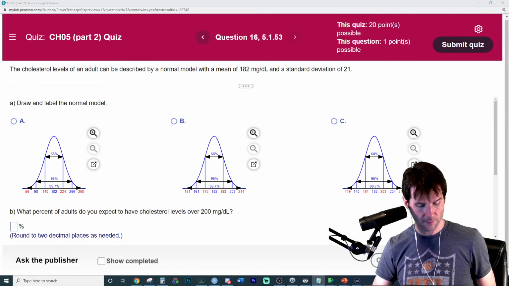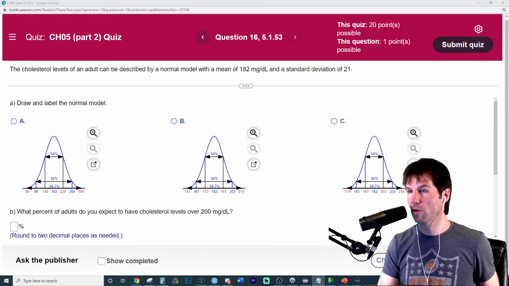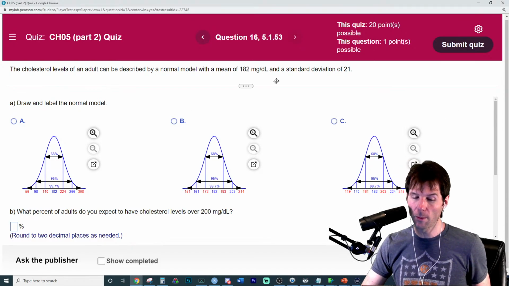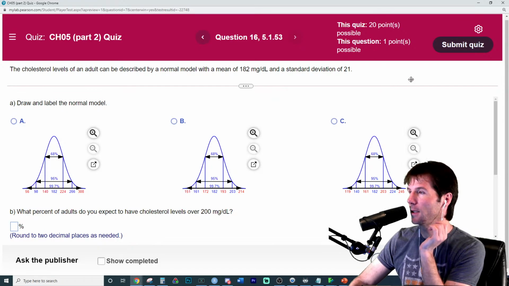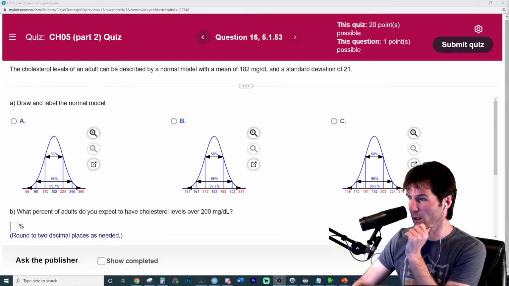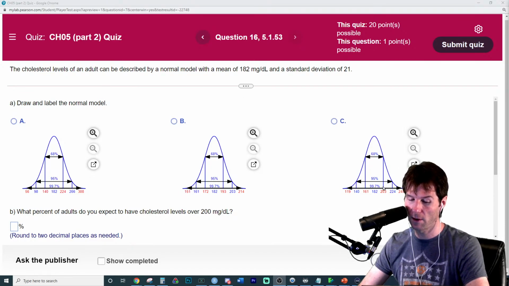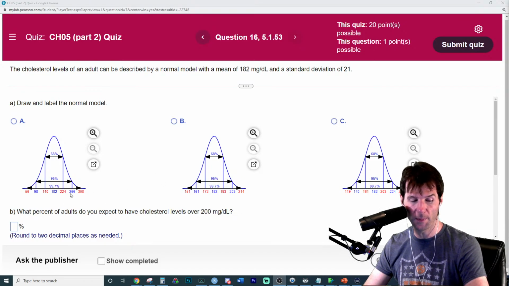4021. Drop those questions in the chat. And let's go take a look at this. So we're going to use the normal model to describe the data. At the center of the normal model is the mean. The mean is going to be the value right there at the center that doesn't help us narrow down any of these curves. The standard deviation of 21 is the units by which we go up and down each time.